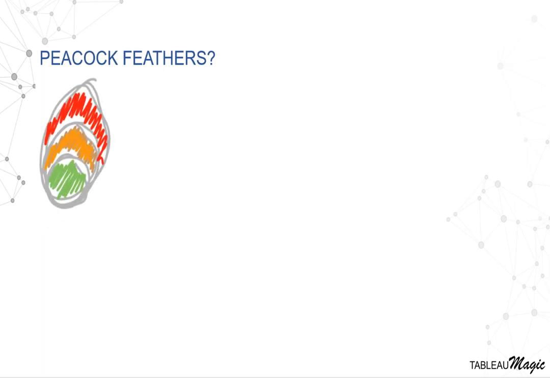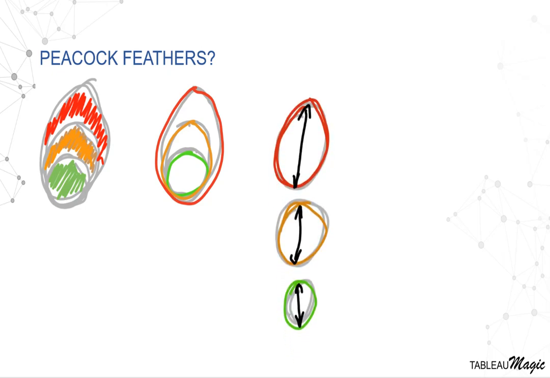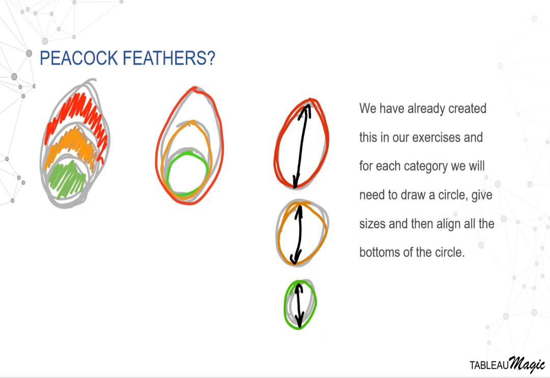Let's take another example. Peacock feathers. Remember the following? Again, we can take this down to its individual components. This is essentially 3 circles. Those circles all have a different height. And essentially we have created this. This is our packed chart.